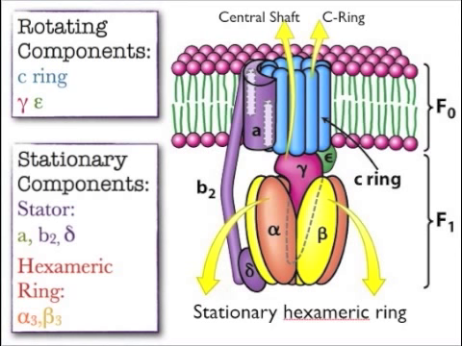What's going to happen is this. Protons are going to cause the C ring to rotate. The rotation of the C ring is going to cause the central shaft to rotate as well. This rotation is going to cause a conformational change in the beta subunits of the alpha3 beta3 hexameric ring. And this conformational change is going to open and close regions in the beta subunits, allowing ADP and inorganic phosphate to enter, to form ATP, and for ATP to exit. Now let's look at this a little more closely.